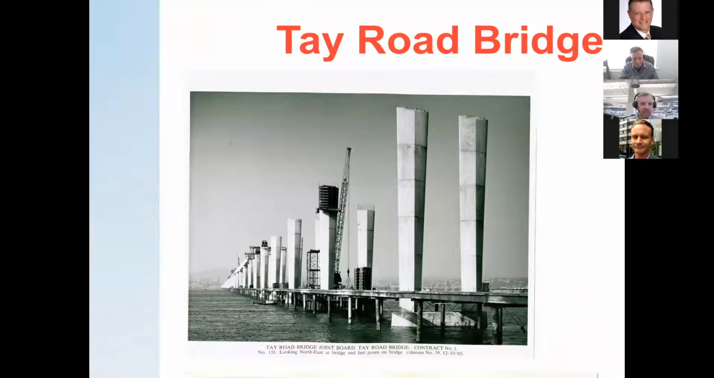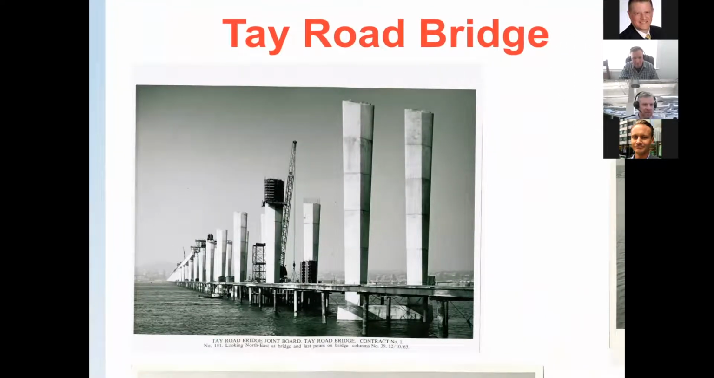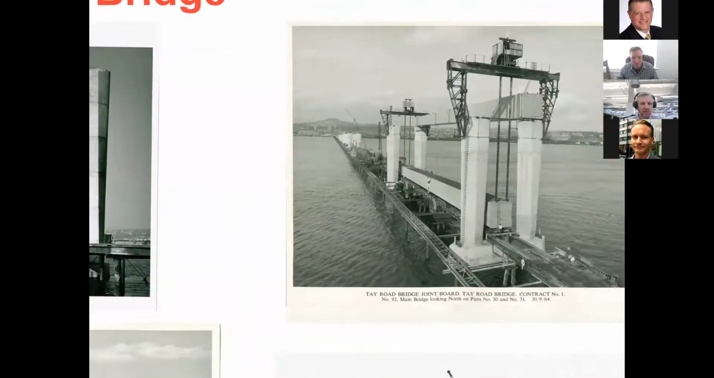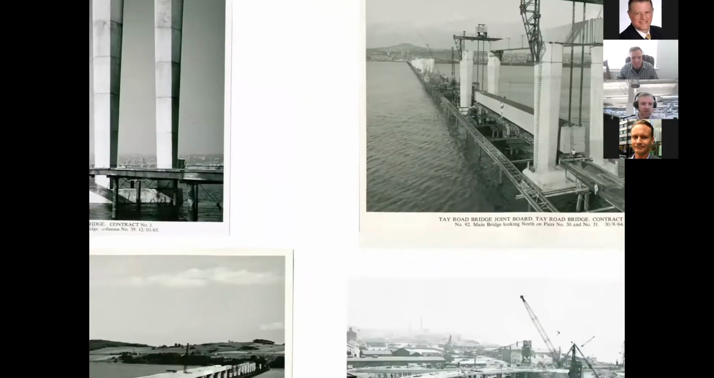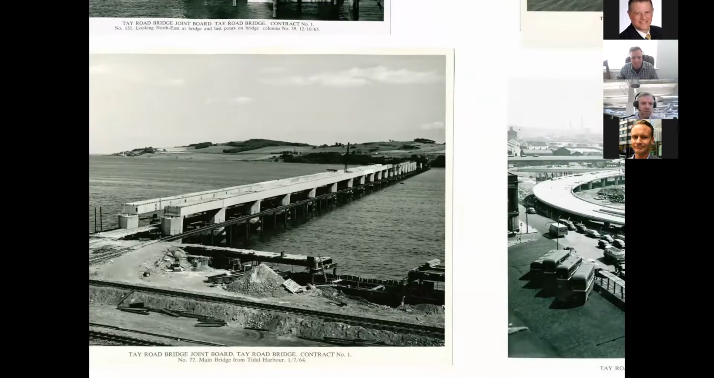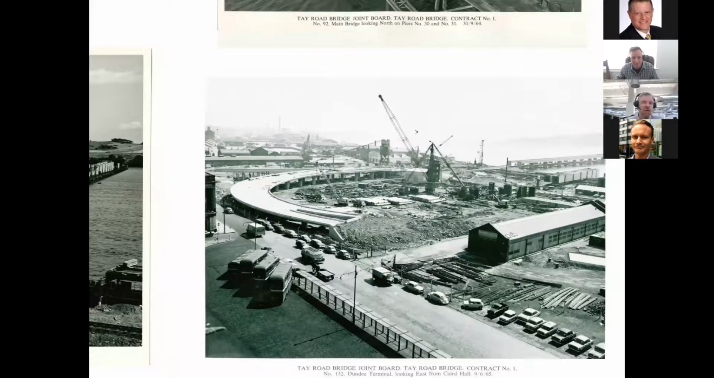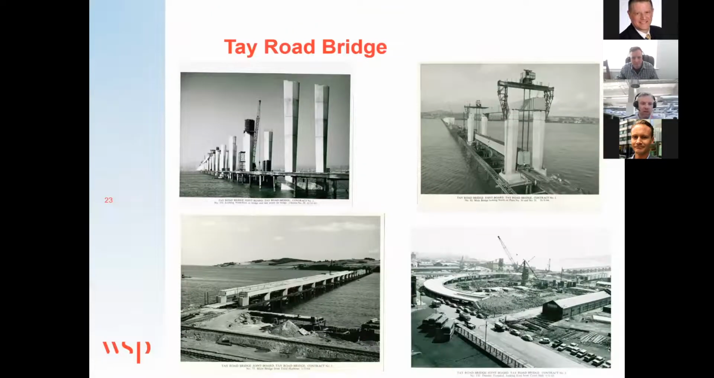Again, you can see these amazing pier columns going up. These are some of the navigation spans. You need a system for bringing up the beams. And again, you can see it all being built up, gradually building up the whole road network to join it all. So it was all amazing.